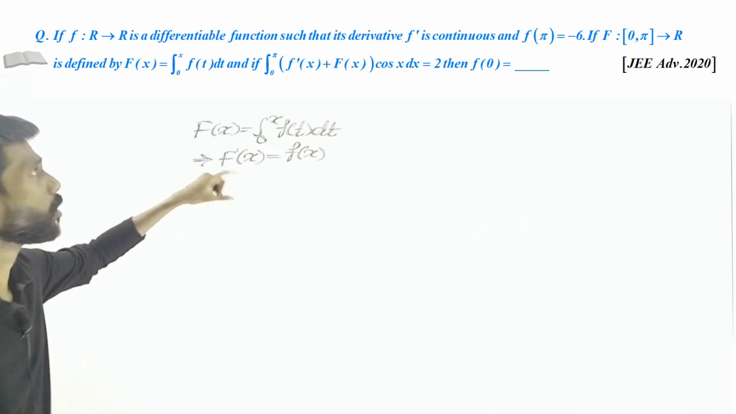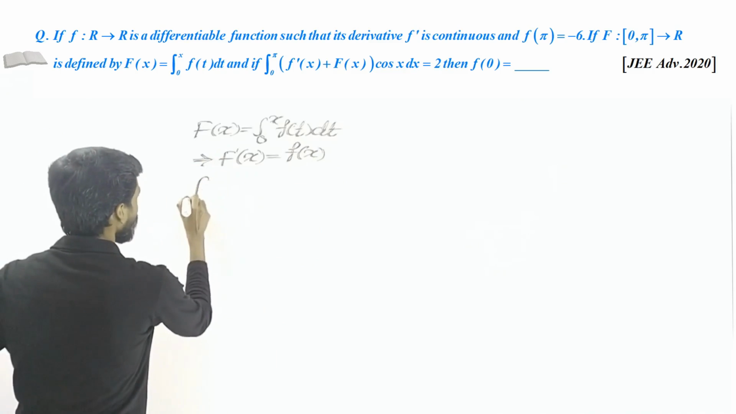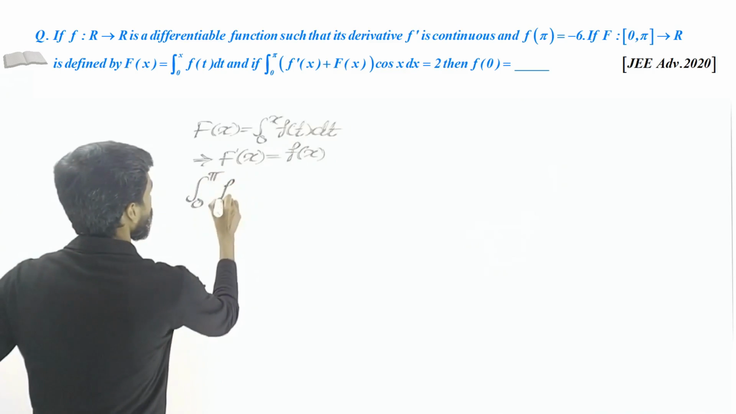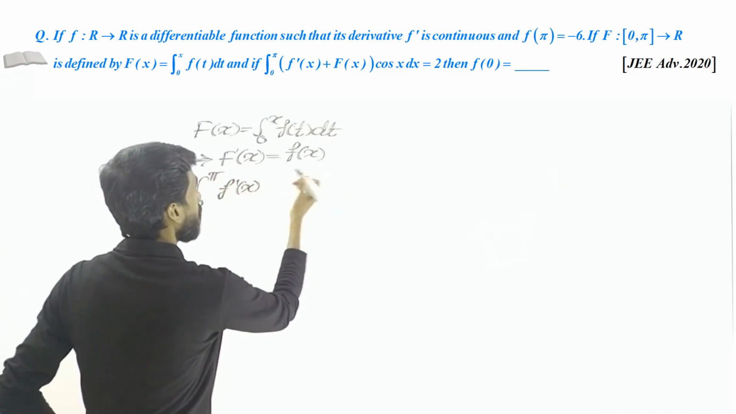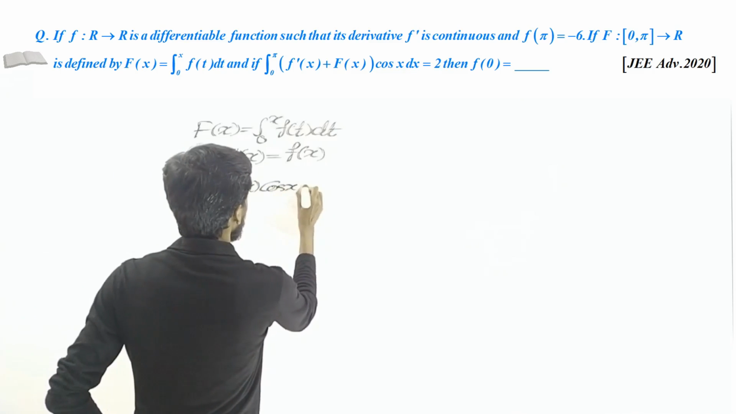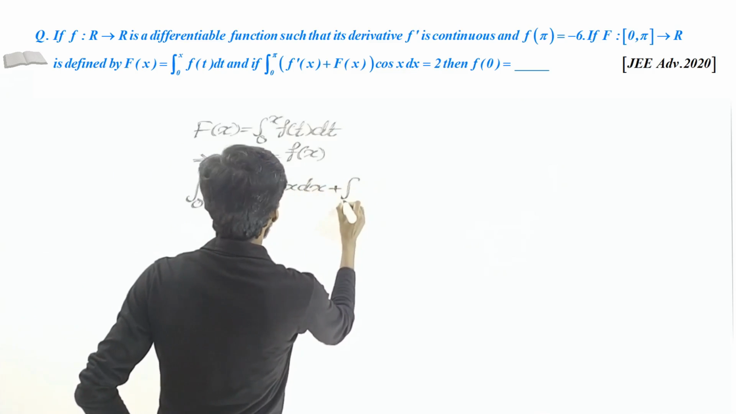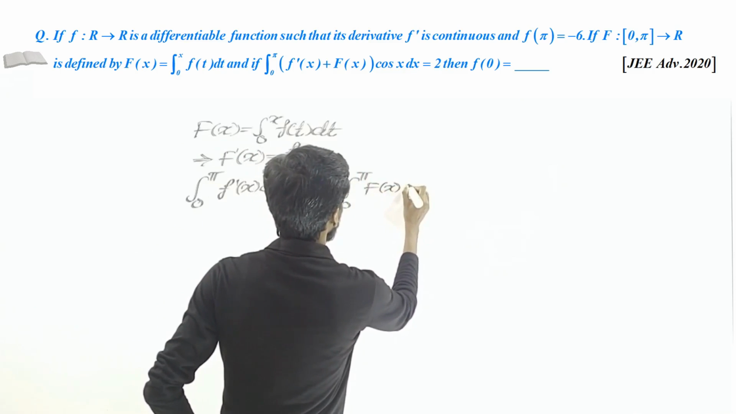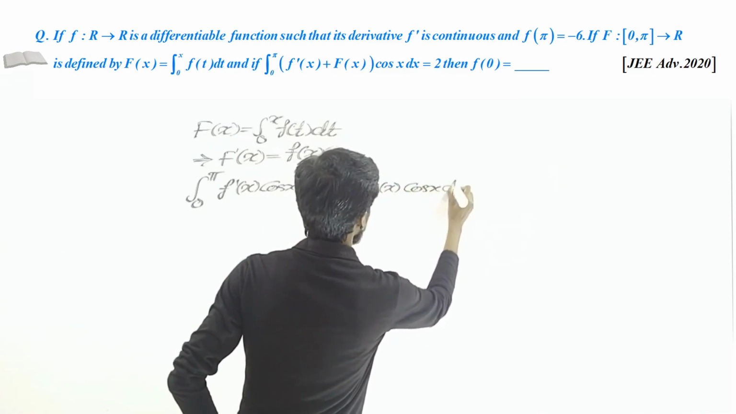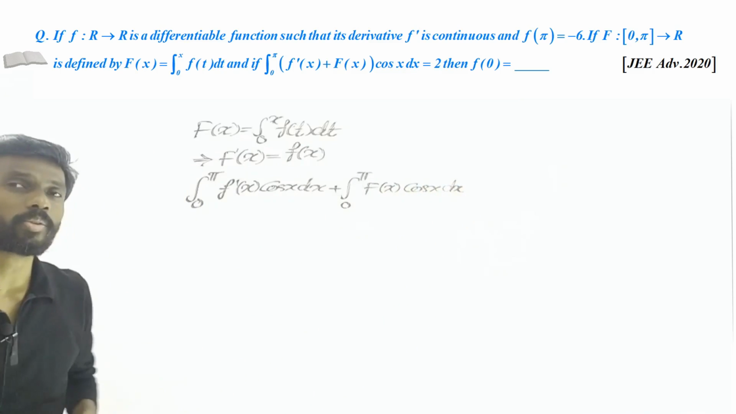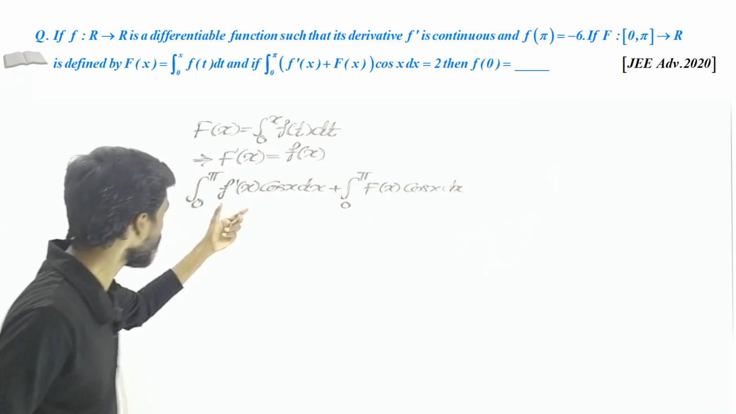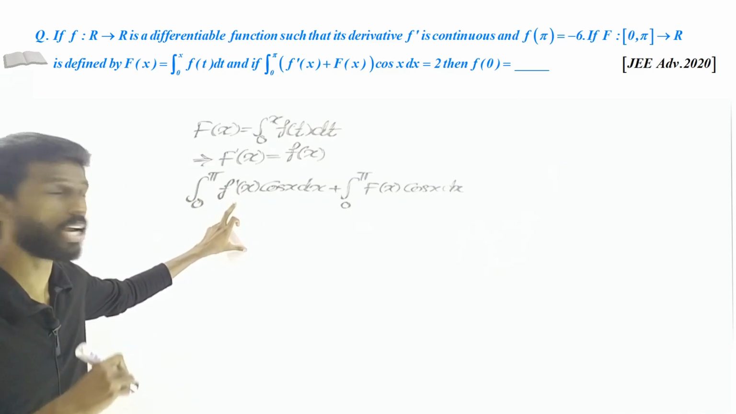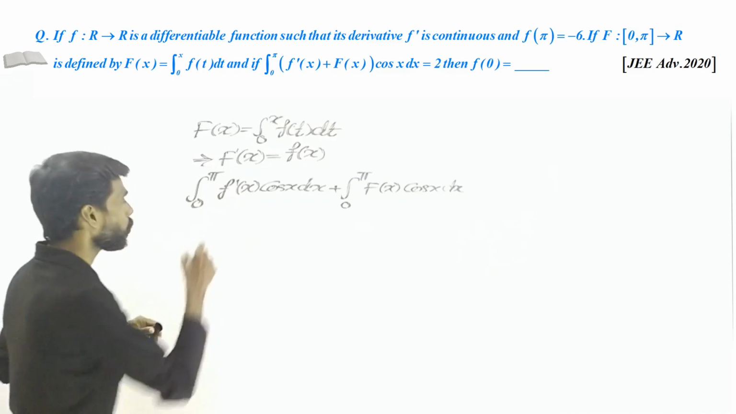Now we have to find that integral. That integral is actually integral 0 to pi f dash of x multiplied by cos x dx. I'm splitting it into two parts: integral 0 to pi, and then the next one, capital F of x multiplied by cos x. Now, a product of two functions, so let us use integration by parts. Here f dash of x is there, and it is better to take that as v, because we need the integration of that.